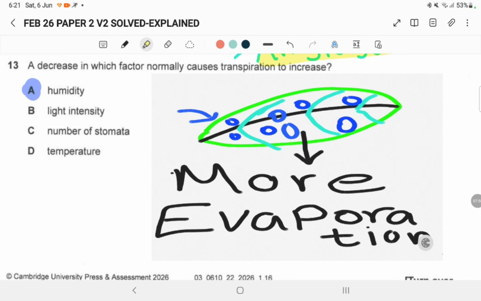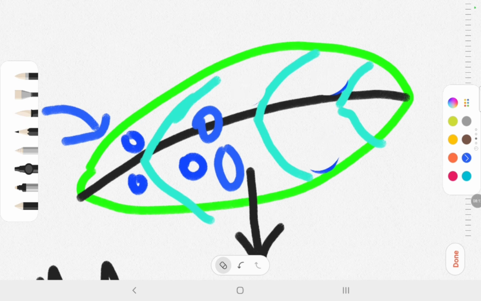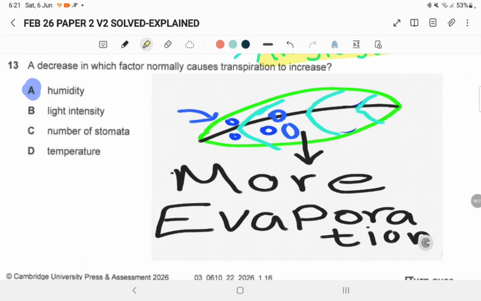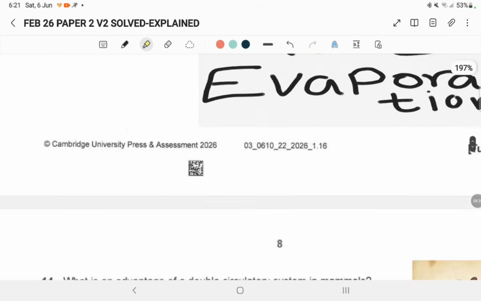Now, question number 13. He told you a decrease in which factor normally causes transpiration to increase. Well, it's letter A, which is humidity. As we can see from the figure, when the humidity decreases, transpiration increases, because there are less water molecules surrounding the leaf. Now just let me erase this. When I'm erasing these water molecules, I'm opening a wider gate for more water vapor molecules to evaporate from the surface of the leaf, escape the leaf, and get out to the surrounding air. So basically a decrease in humidity will get this job done.